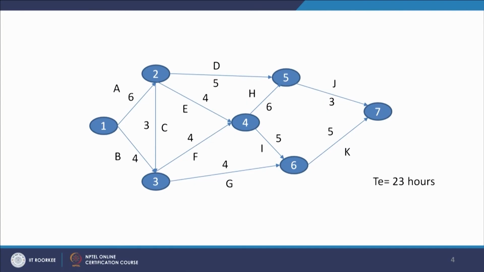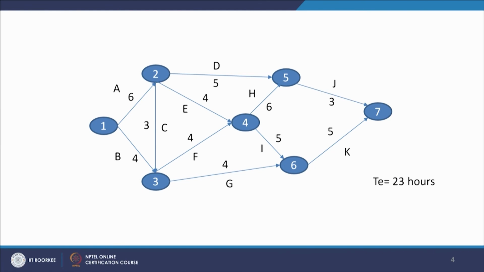So I think I have taken a fair amount of time to allow all of you to just draw this network. If you have been able to construct the network, you can see this is the network that must be constructed.